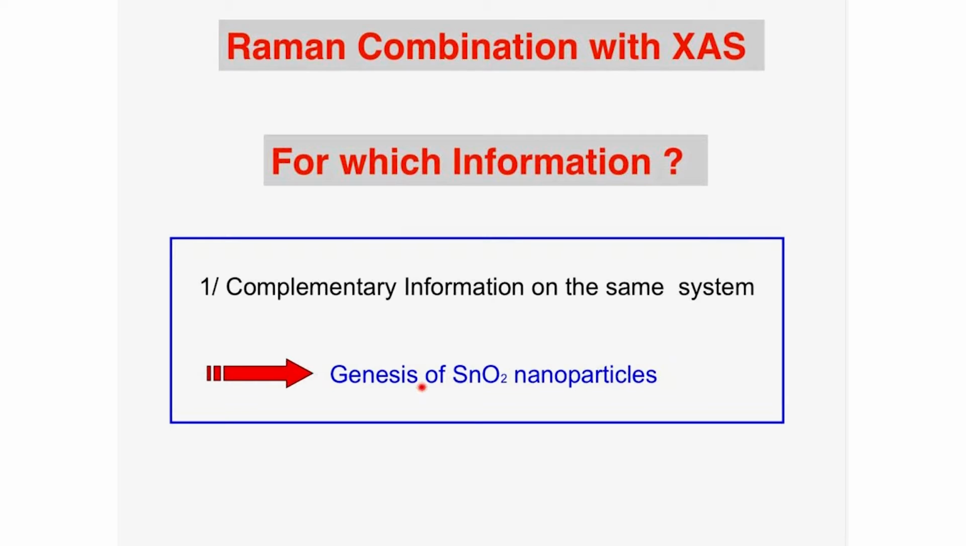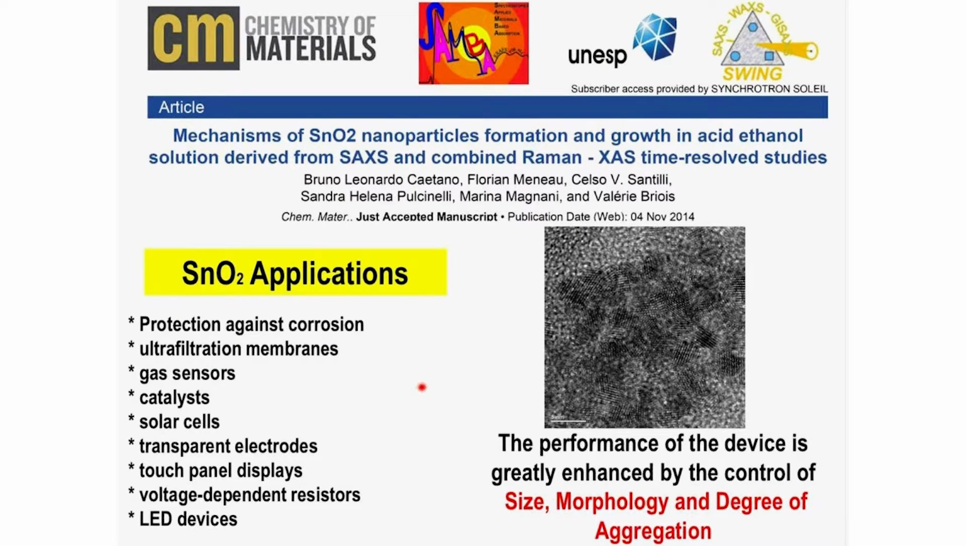Let me start with the first example. This example deals with the in-depth study of the genesis of tin oxide nanoparticles. This study was performed in collaboration with Brazilian colleagues and was recently accepted for publication, as you can see here, in Chemistry of Materials. The purpose of this study was to obtain a fine and complete understanding of the mechanism involved during the formation of tin oxide nanoparticles, in order to control the size of the nanoparticles in a predictable way.